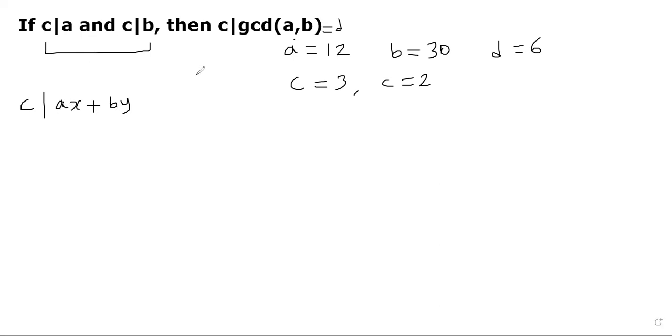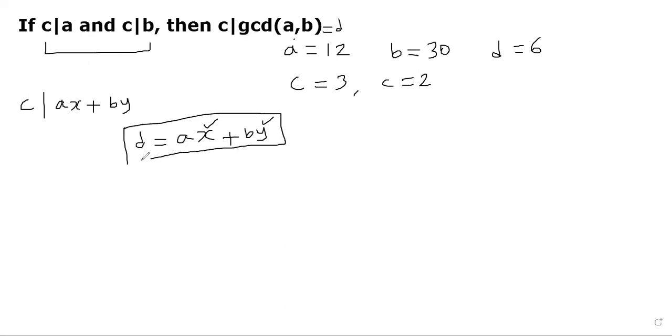We also know that if you have the GCD of two numbers A and B to be D, D can be written as A times X plus B times Y, meaning given A, B, and D, we can find X and Y using the extended Euclidean algorithm. So this we know for sure from the extended Euclidean algorithm. Given D, there exist X and Y such that D is equal to A times X plus B times Y. We already proved the fact that C divides any linear combination AX plus BY. We can now replace AX plus BY by D. This means C divides D.